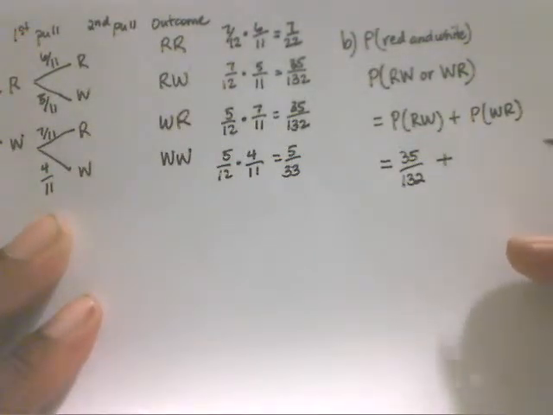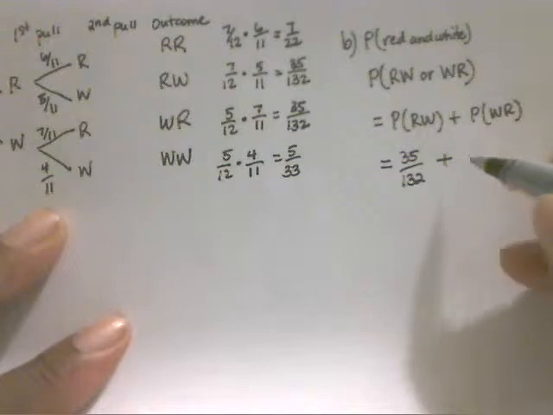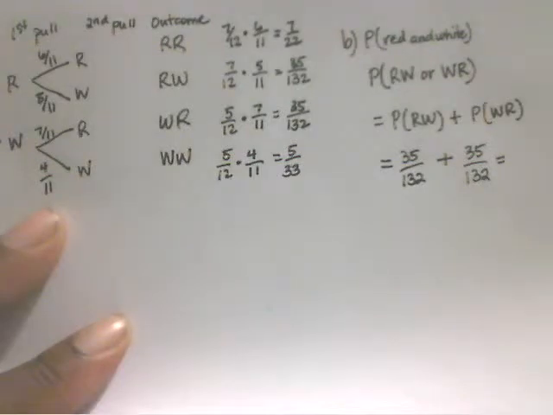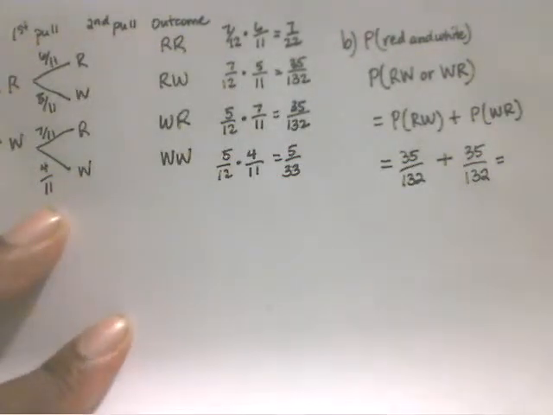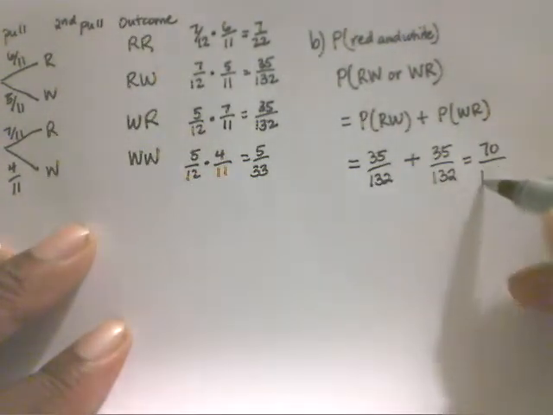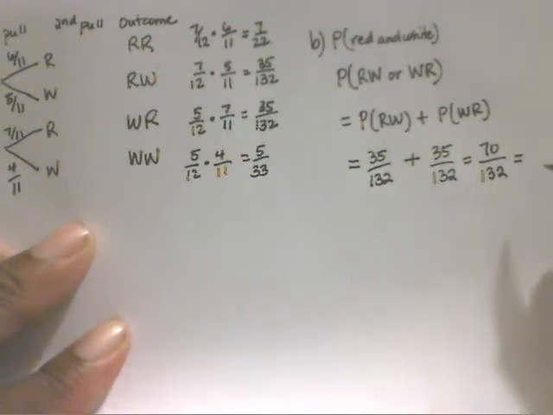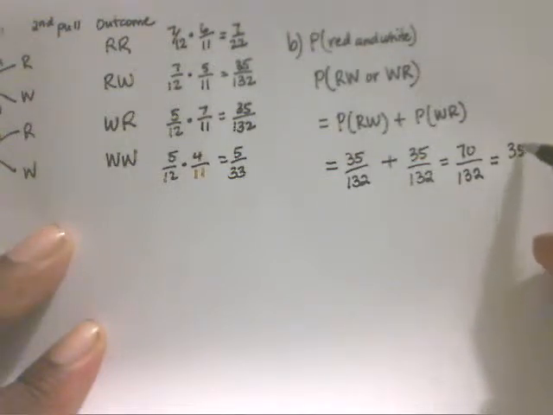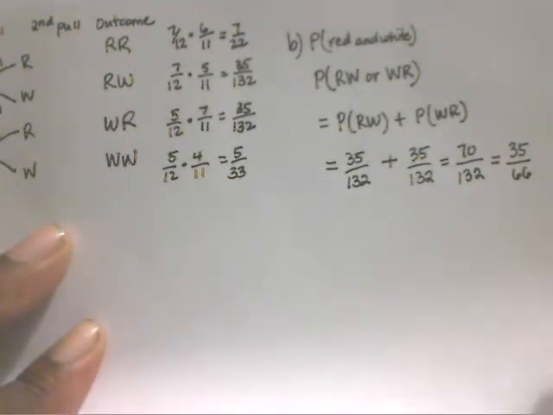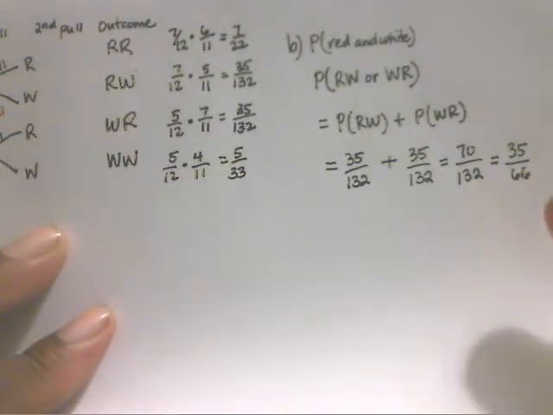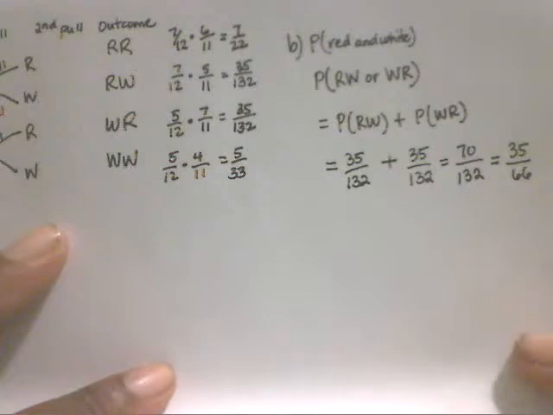Plus the probability of selecting a white and a red, that was also 35 over 132. So if we add those two probabilities together, here the denominators are the same. We can add the numerators. So you'll have 70 over 132. And if you reduce this by dividing the numerator and the denominator by 2, you're going to get 35 over 66. So the probability of selecting a red and a white ball is just simply, in simplest form, 35 over 66.